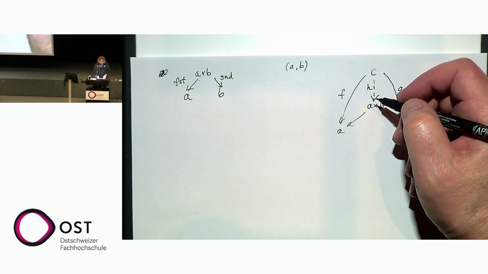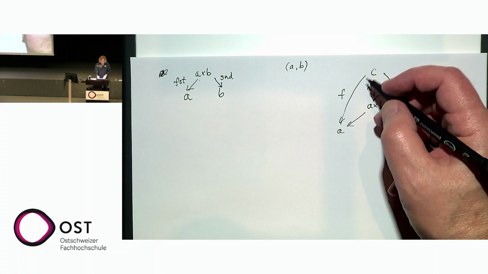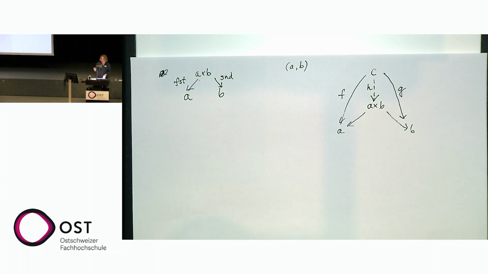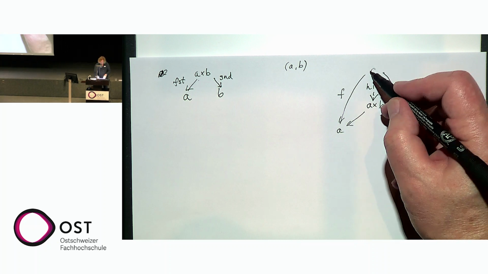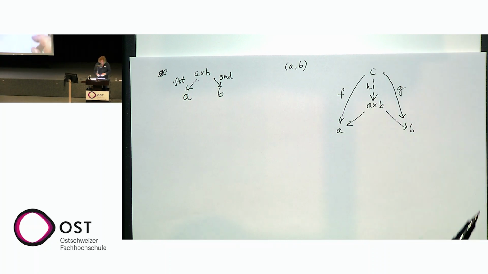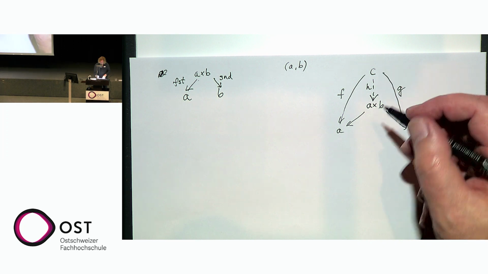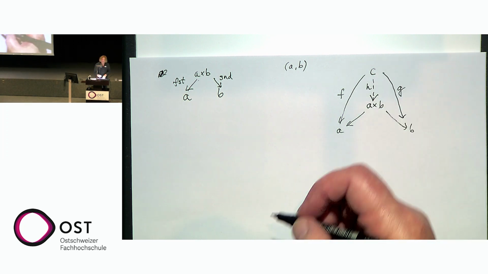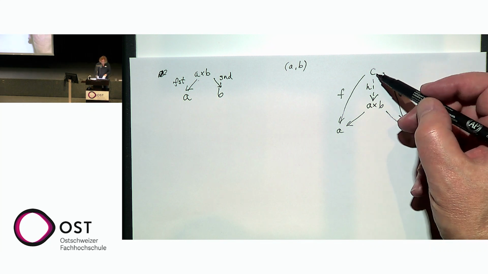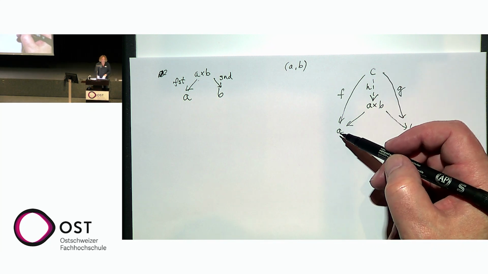And this is a unique arrow that makes, and now this is the term that's used all over in category theory, it makes these diagrams commute. What does it mean that it makes these two triangles commute? There is a triangle here, right? And there is a triangle here. Commuting means that the two ways of getting through from C to A are equal, right?